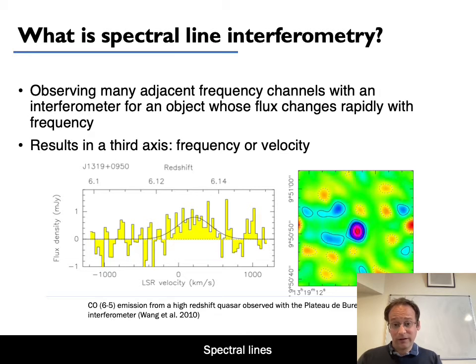But we have here an example showing the flux density of a source as a function of the velocity axis or the frequency axis. And you can see that there appears to be a rapid increase close to 0 kilometers a second in velocity at the position of this source, which corresponds to carbon monoxide emission, the 6 to 5 J transition, associated with a high redshift quasar using the Plateau de Bure interferometer. And on the right hand side, you see an image of this spectral line. This is basically a composite image constructed from the channels where there's signal, showing the position of the CO emission at the position of this quasar.